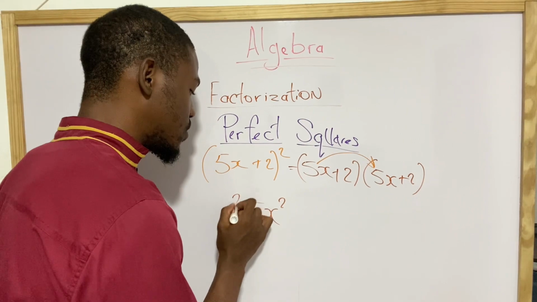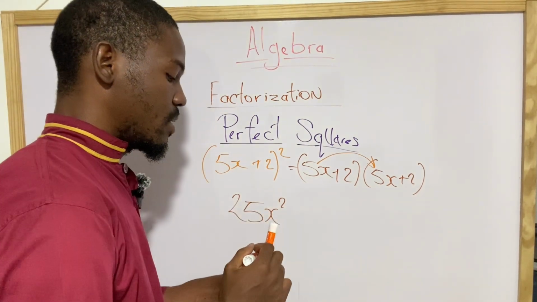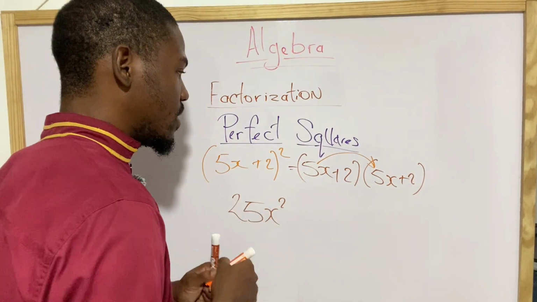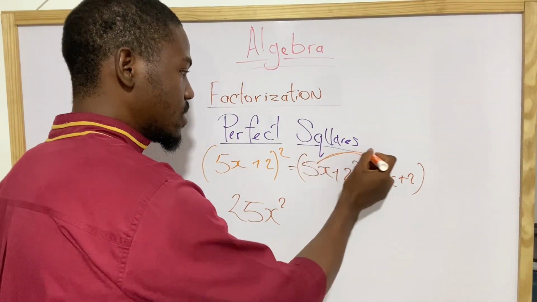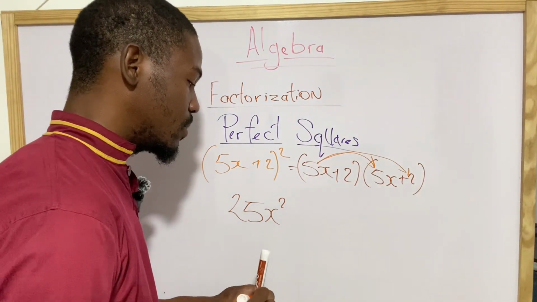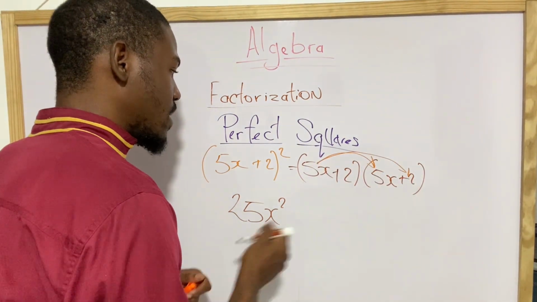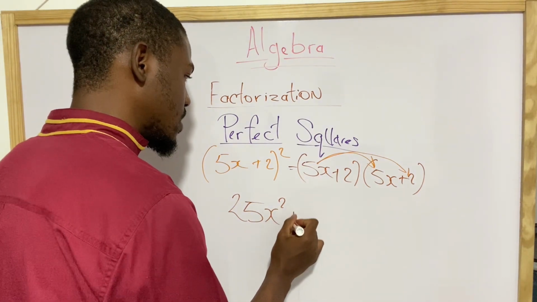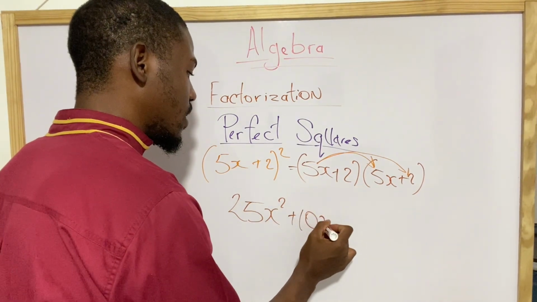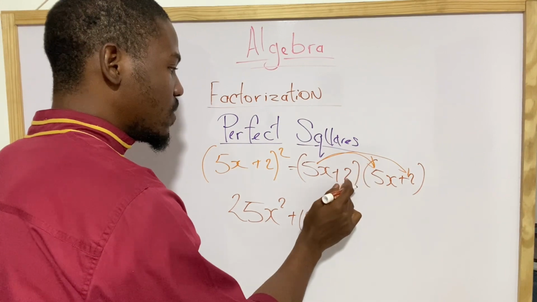Multiplying this 5x by 5x is going to give us 25x squared. And then this 5x is going to multiply the 2. 5 times 2 is 10, so that's a positive 10x. Again, now we're moving along.